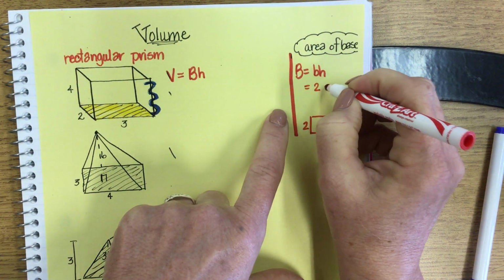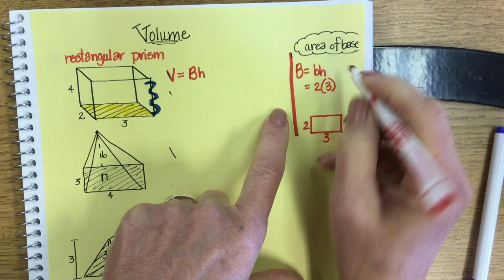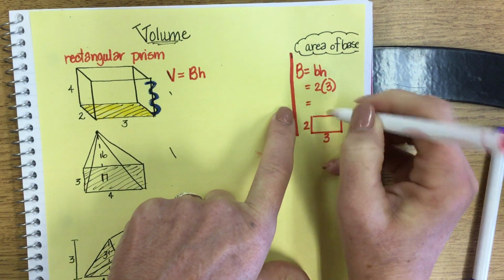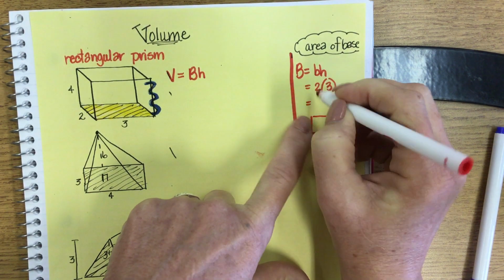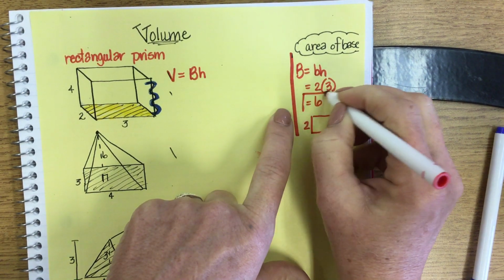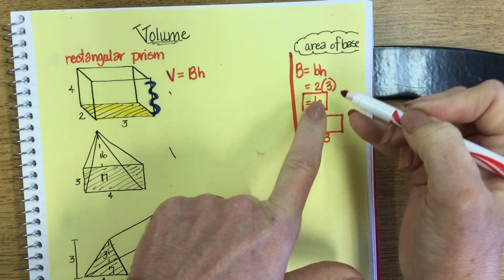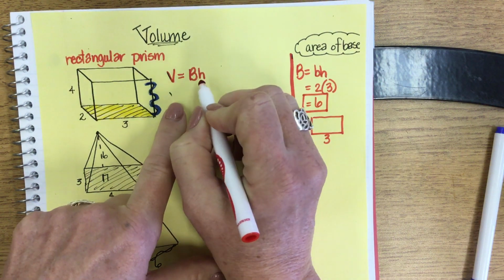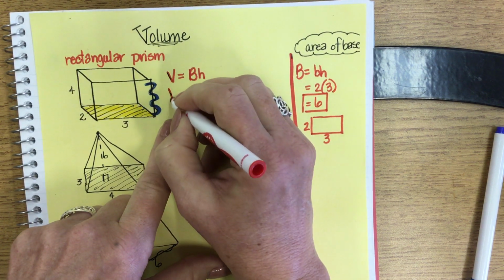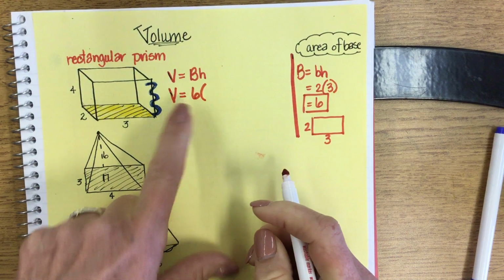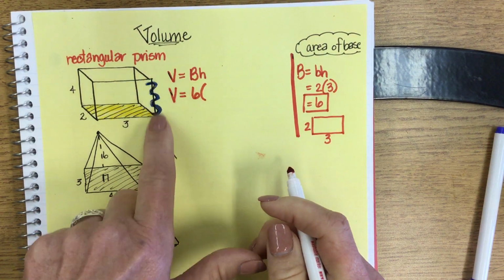That's right. 2, I'm sorry, I should have done that opposite. Should have been 3 times 2. I just reversed it. But in multiplication, remember that we can move those numbers around. So now that I found the area of the base, I am going to substitute it back in for my variable. So my volume is equal to 6 times, and what is the height of my prism?